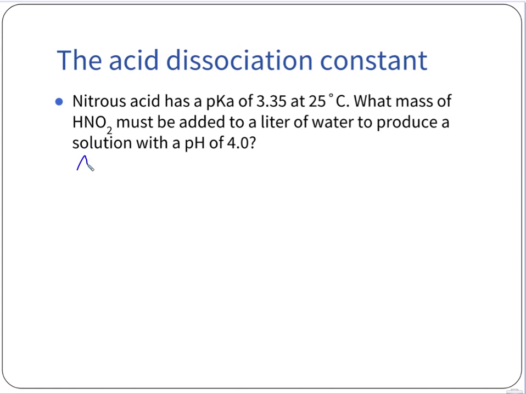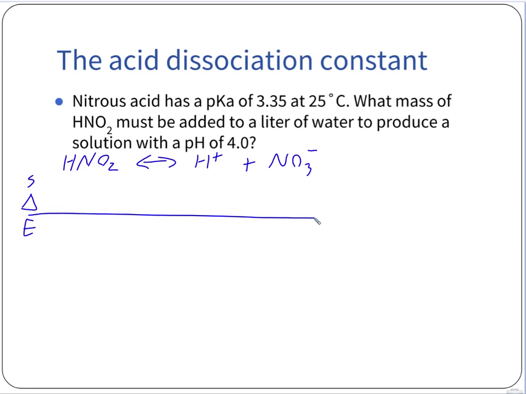Nitrous acid, forgot my H, HNO2. Since it's not one of our strong acids, it will be in equilibrium. And so it's going to break up into our hydrogen ions plus our nitrite ions, like that. Because it's equilibrium, we know we're going to set up our mass action, so start, change, and end. Do we know any of the starting concentrations? Yes, those two right there.